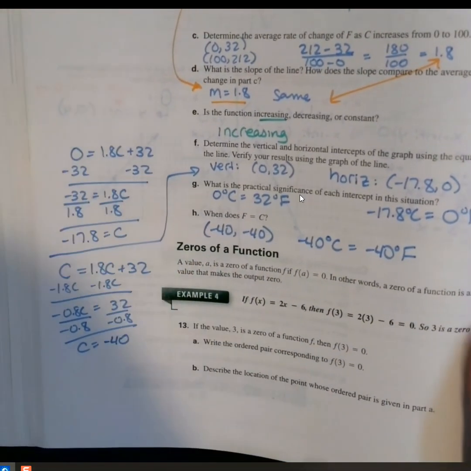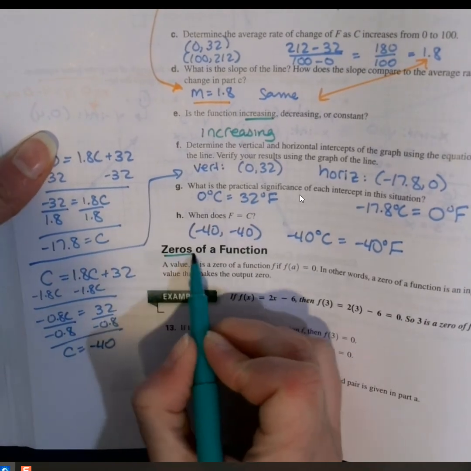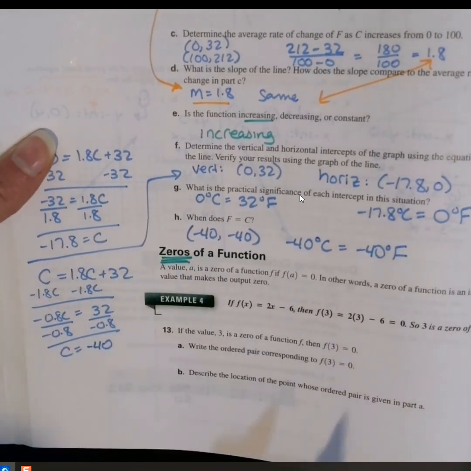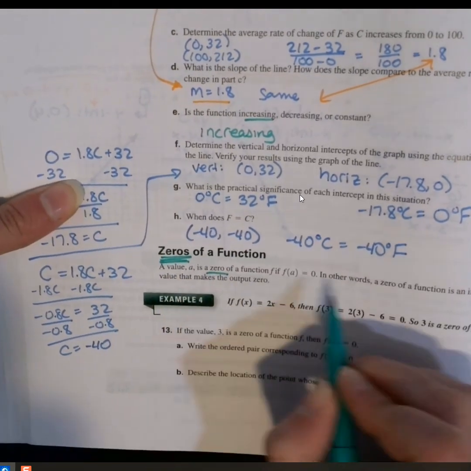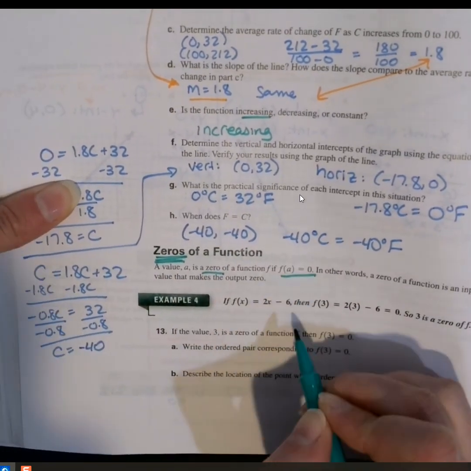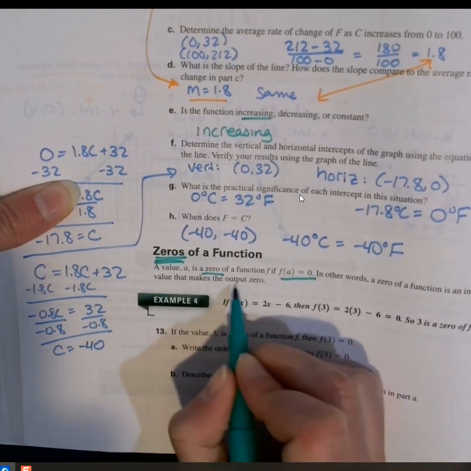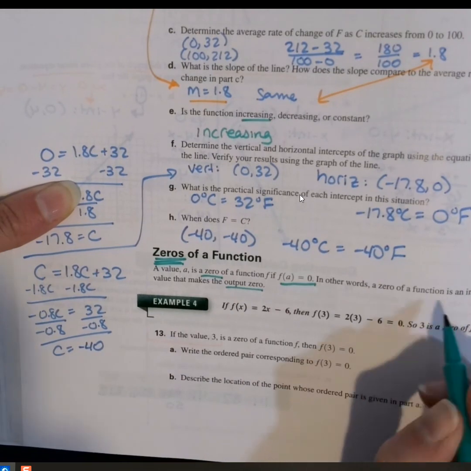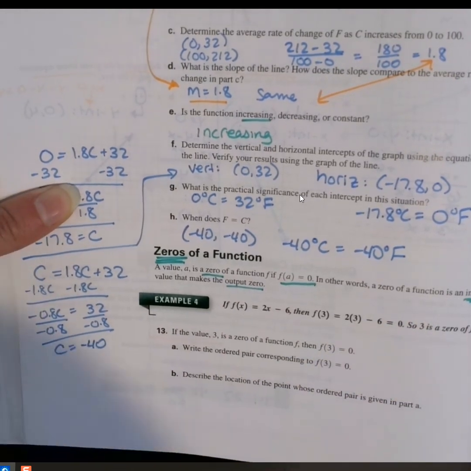All right, last, we have zeros of a function. So we're going to look at the definition of zeros. So a value a is a zero of the function if f of a is equal to 0. In other words, a zero of a function is the input value that makes the output 0. So the input is the 0 because it makes the output 0.